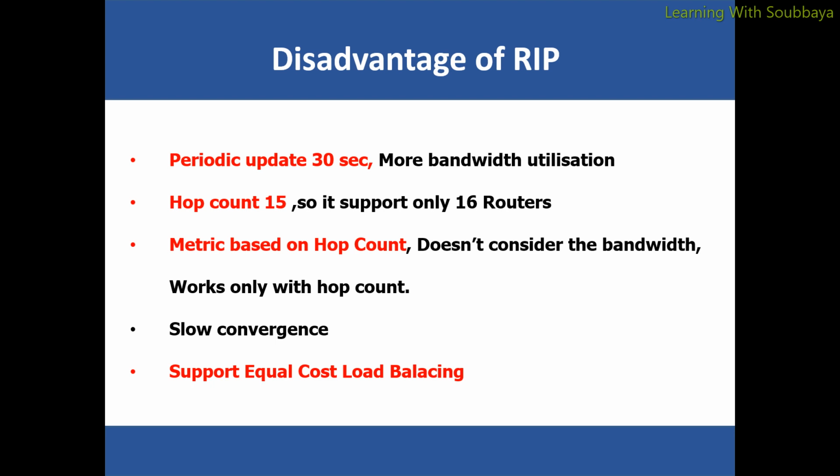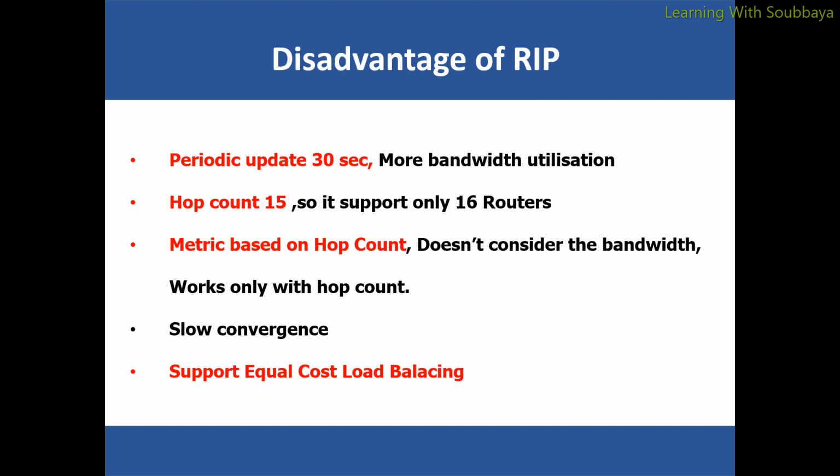Next, hop count. The maximum hop count is 15. That means we can use a maximum of 16 routers in the network. So that is another drawback. The third drawback is the metric: it considers hop count only. It does not consider bandwidth, delay, load, or anything else at all. So that is another drawback here.